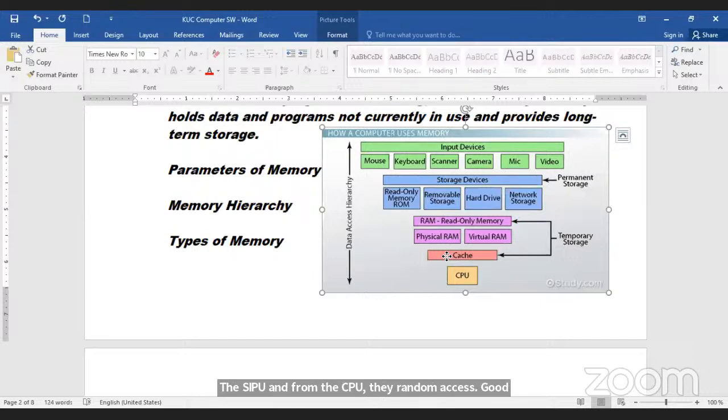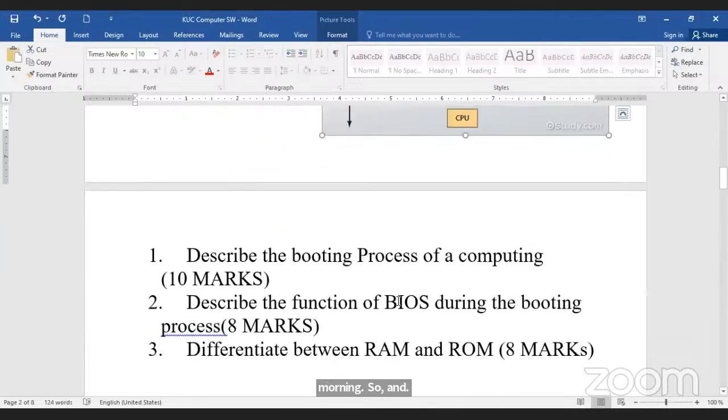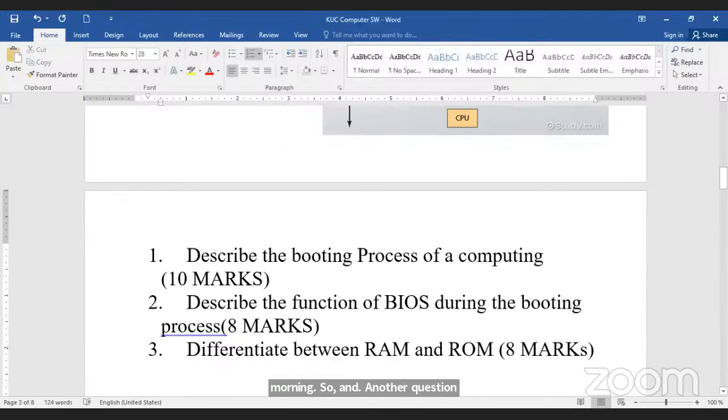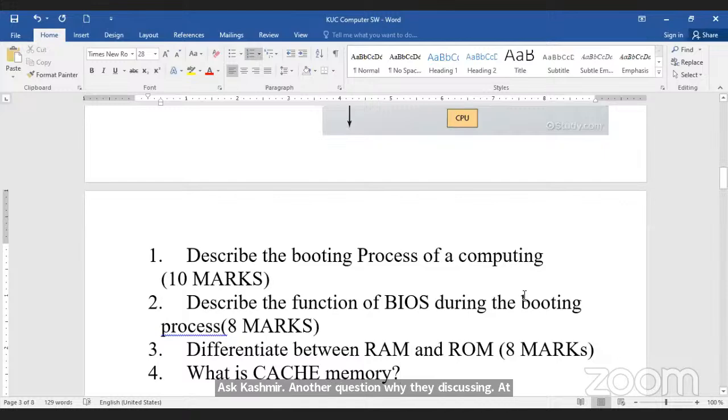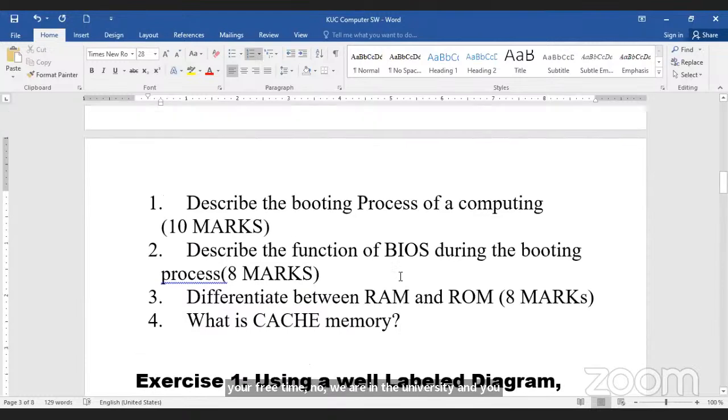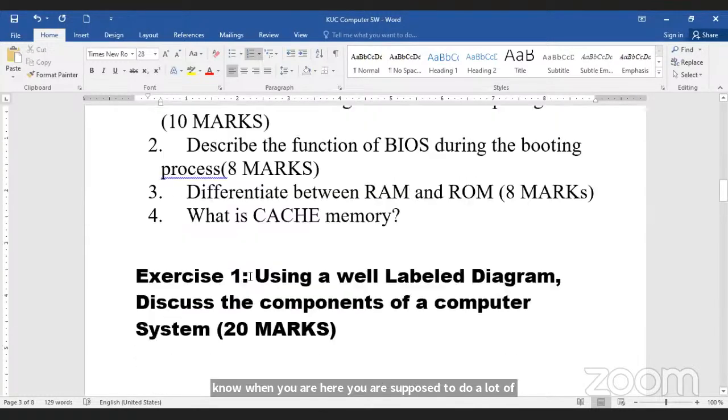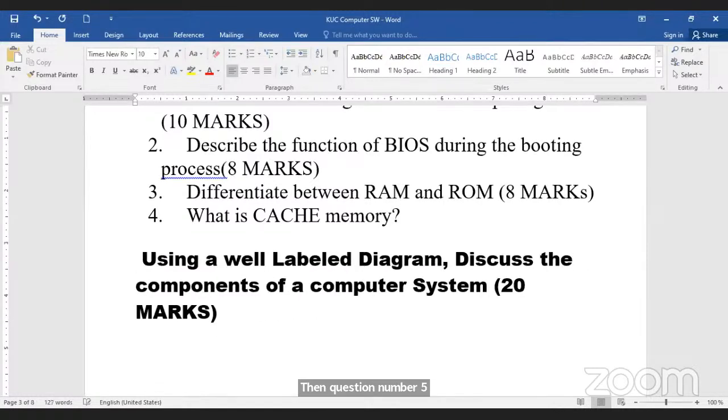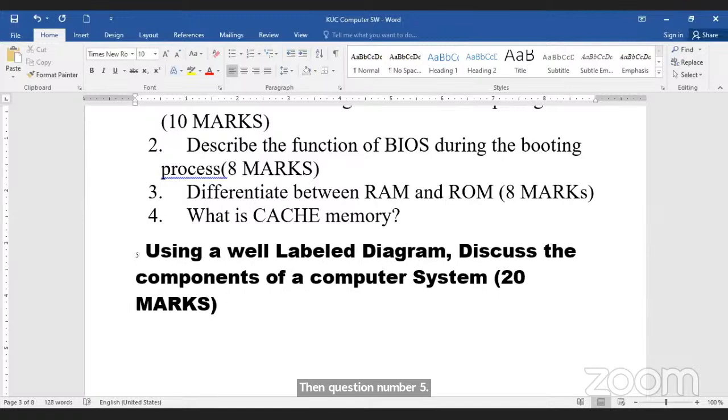So another question: what is cache memory? Another question worthy of discussing in your free time. We are in the university, and when you are here, you are supposed to do a lot of research. Then question number 5. Here comes question number 5.